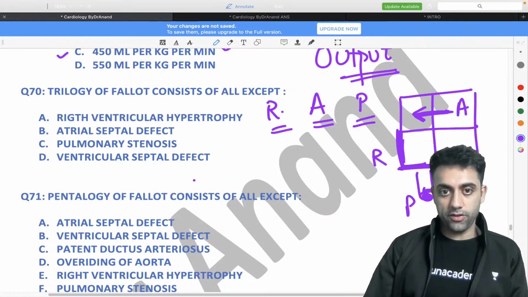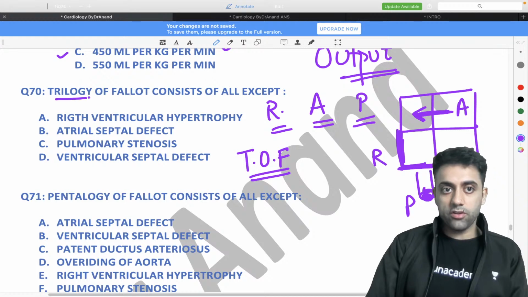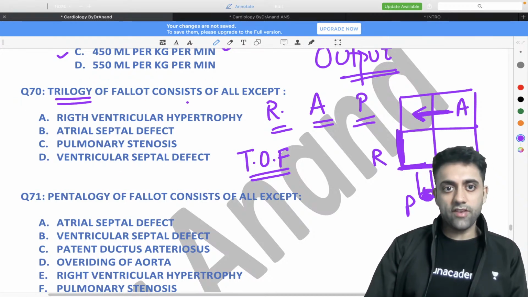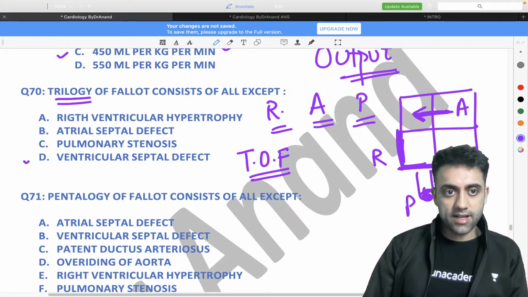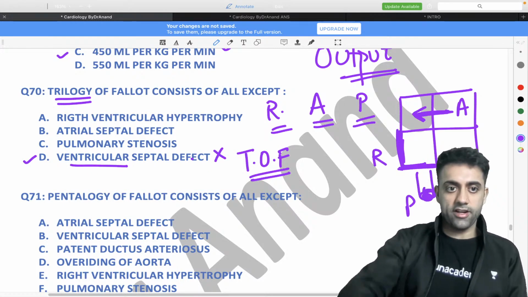Where is overriding of aorta? Overriding of aorta is in tetralogy of Fallot, bro, and we're talking about trilogy of Fallot. Yes or no? So trilogy of Fallot consists of everything except, the best answer is D. VSD is not a component of the trilogy of Fallot.